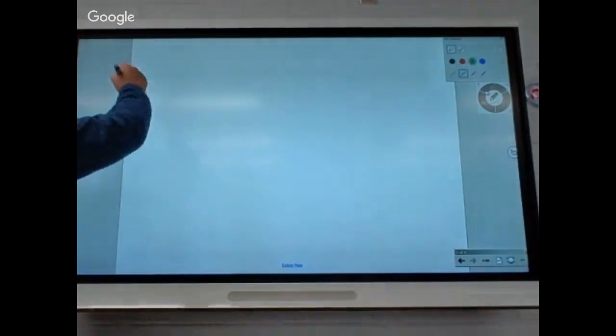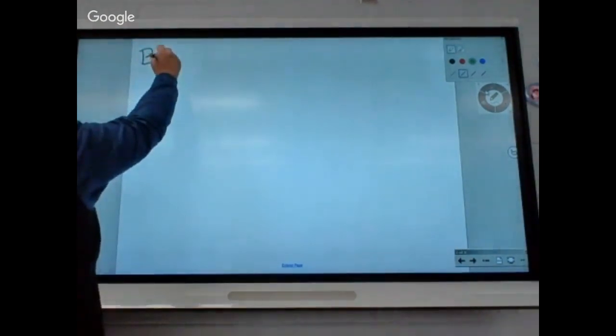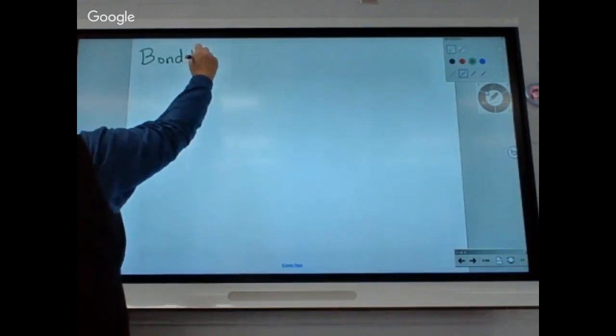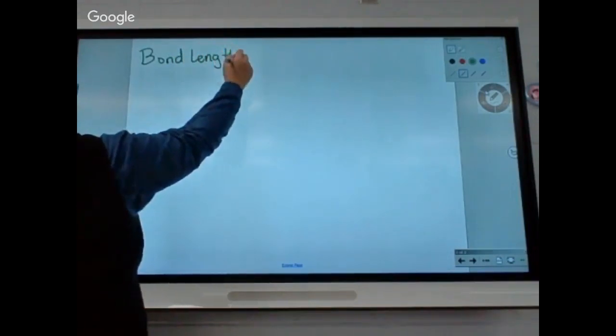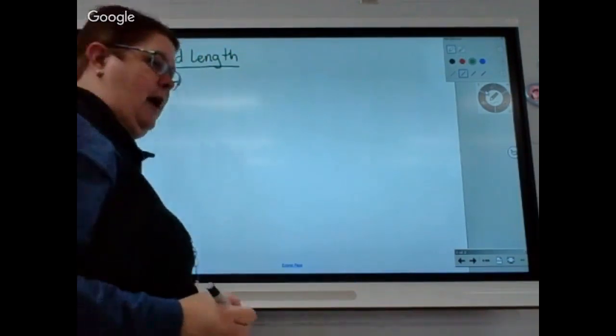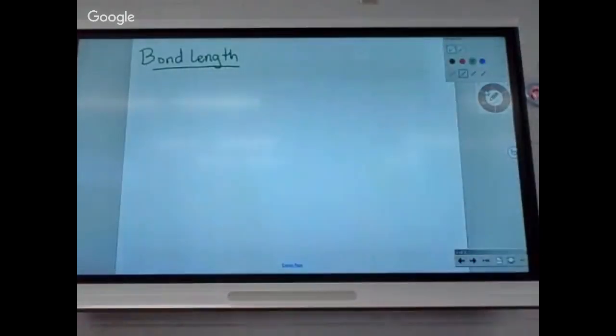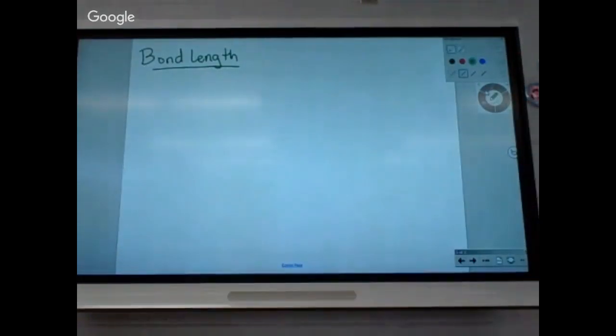All right, so we got to finish bond length and then we're on to Lewis structures. Lewis structures aren't bad. I don't think y'all will hate those today. All right, tomorrow you will dislike more than today.